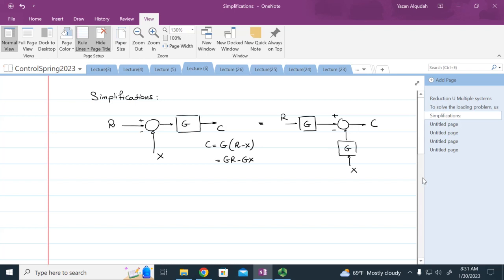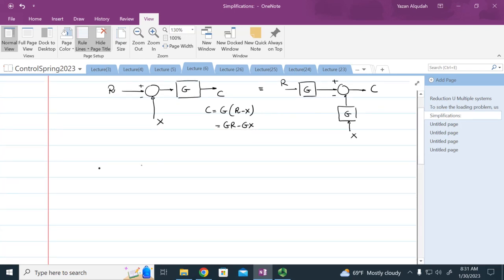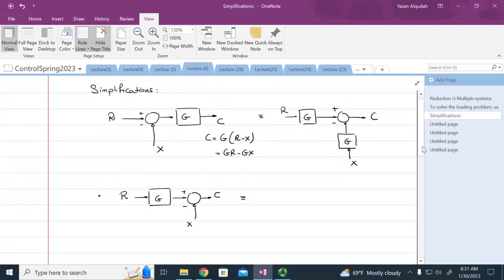Another simplification that we can do is, if I have an R that goes through a G, this is going to be equivalent. So what is it I've done here? I've taken this G and I moved it back. Since both of these are added and multiplied by G, I can just multiply by the G before I add them. So I multiply G here, multiply G here. Make sense? Intuitive?